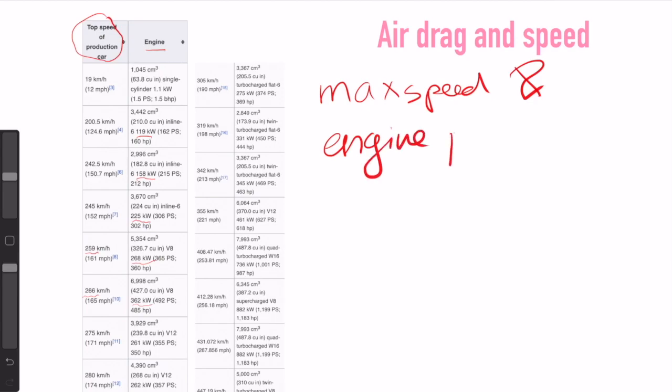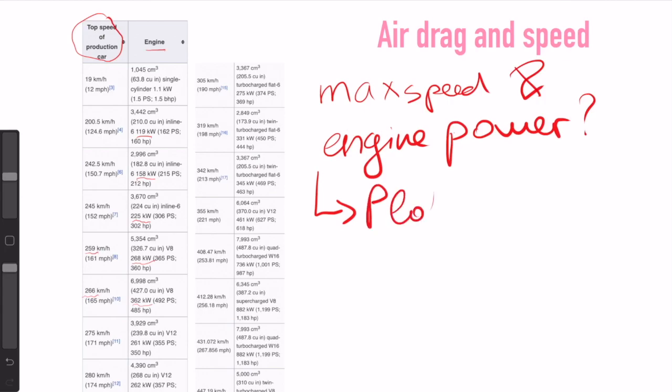So it is interesting to learn the dependence between max speed and engine power. What is the relationship between them? And of course, the natural idea is to plot a graph.